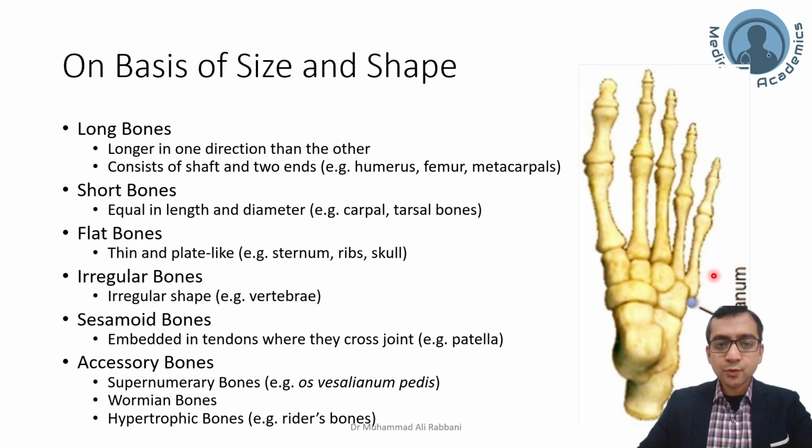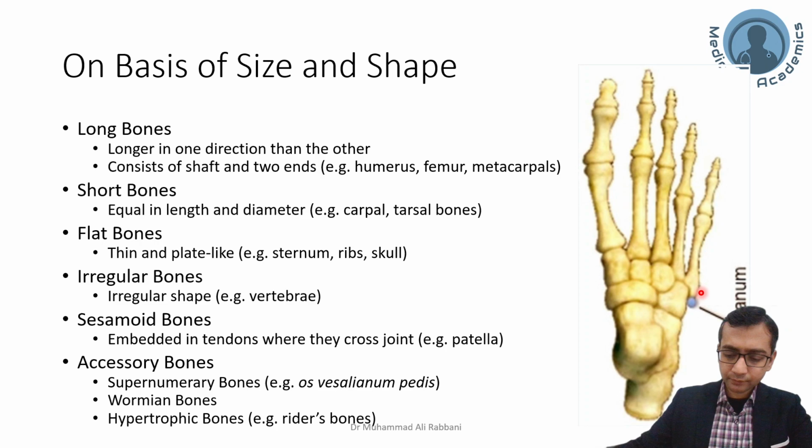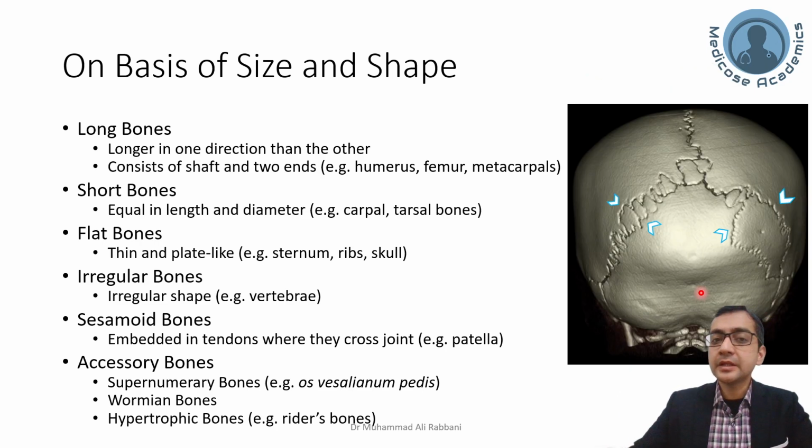One example of the supernumerary bone is the extra ossification center that is formed along the fifth metatarsal and is not fused with the bone. This is os vesalianum. There are other examples too. Then there is the example of Wormian bones. In the next lecture on joints, you will be introduced to sutures, fibrous type of joints.